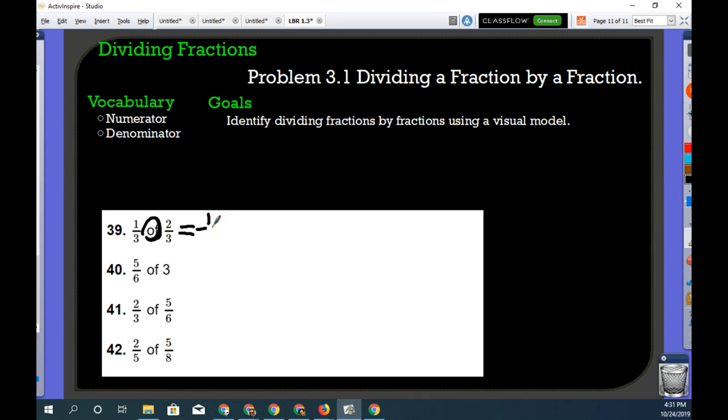1 times 2 is 2. 3 times 3 is 9. So our answer right here is 2/9. That cannot be reduced.